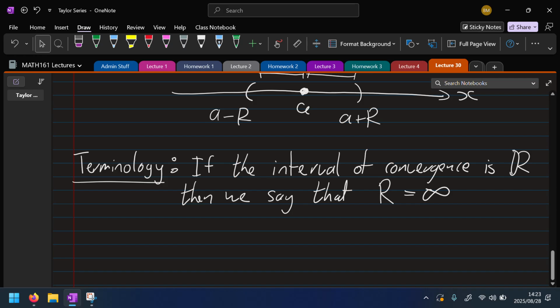Any questions on the terminology? So you're fine with what an interval of convergence is and what a radius of convergence is.